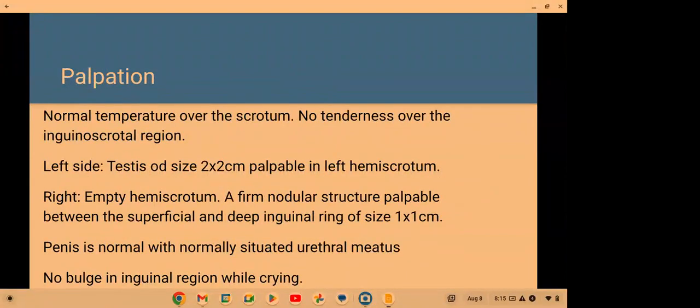Palpation. There is normal temperature over the scrotum and no tenderness over the inguinoscrotal region. On left side, the testis of about 2.2 centimeter was palpable in the left hemiscrotum, and on the right, an empty hemiscrotum was seen. A firm nodular structure was palpable between the superficial and deep inguinal ring in the inguinal canal of about size of 1 into 1 centimeter. The penis is normal with normally situated urethral meatus, and there was no bulge in the inguinal region while crying or straining.